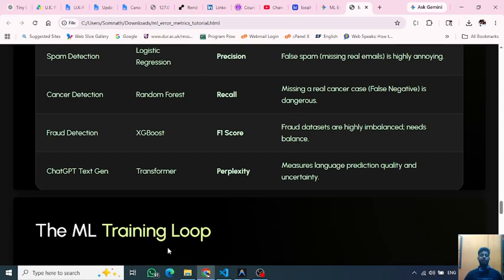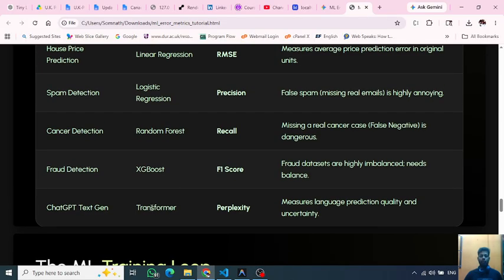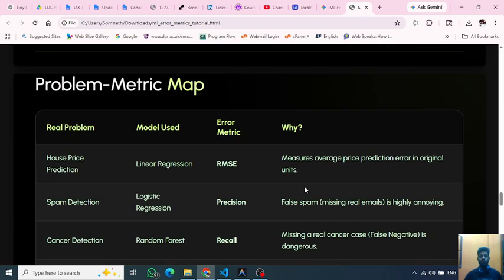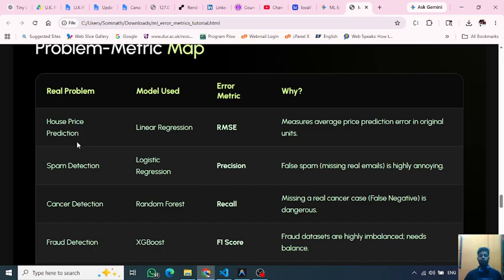Okay. Now ChatGPT text generation: we should use a transformer model, and the metric is perplexity, because it measures language prediction quality and uncertainty. Okay, so this is the table of real problems, what model to use, what metric we should use, and why.